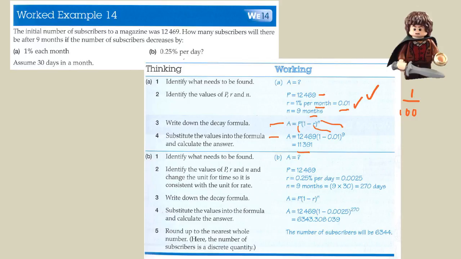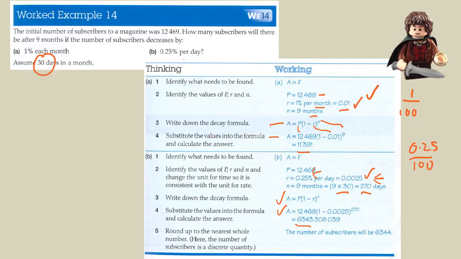Okay, same question in the next part, but it's a different calculation. The difference is the 0.25% per day is the decay rate. So that would be 0.25 divided by 100, which is written there. 9 months, it says assume 30 days per month. 9 months times 30 days is 270 days, and it's decaying that much per day. Put your formula down, substitute in your numbers, plug it into your calculator. You should have, what's that, 6,343.